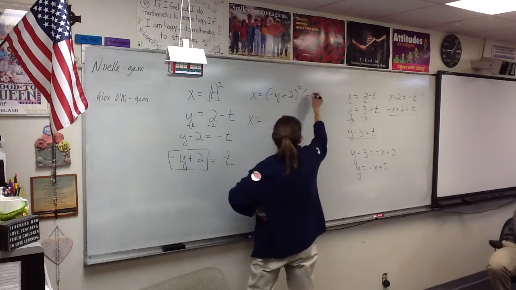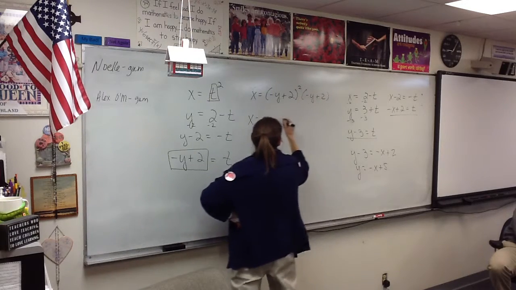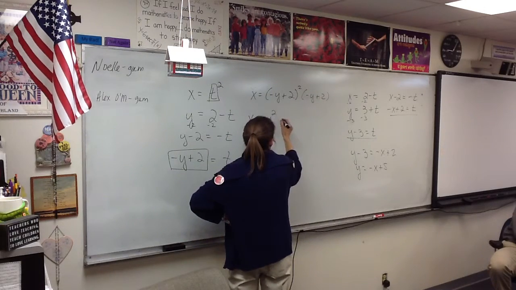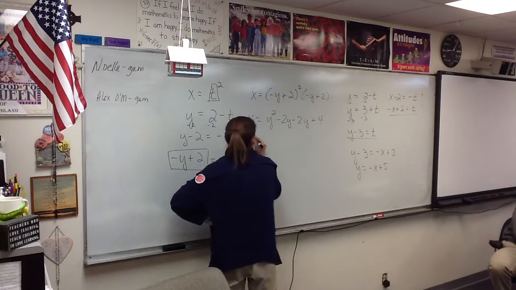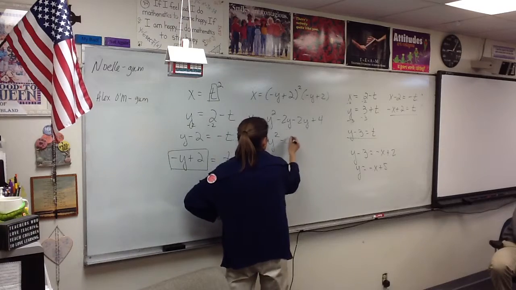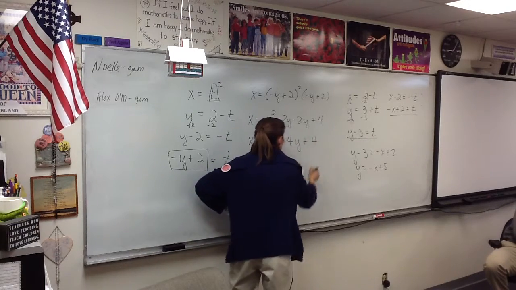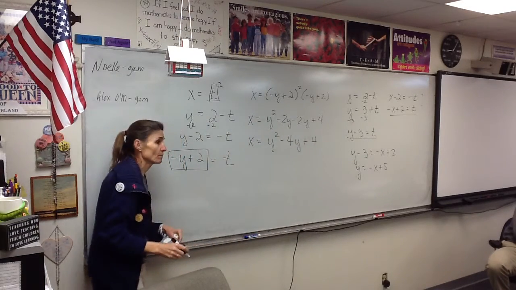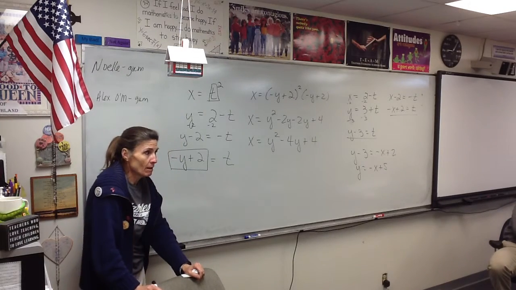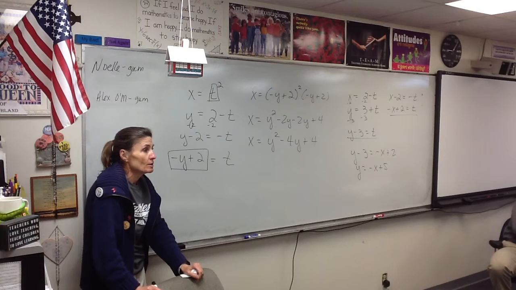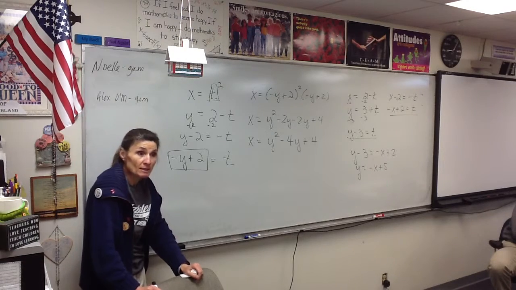So that's negative y plus 2 times negative y plus 2, so that would be y squared minus 2y minus 2y plus 4. So y squared minus 4y plus 4 when we FOIL. I'll let you catch up a minute. Is this a line? Quadratic. It's a parabola, that's right.